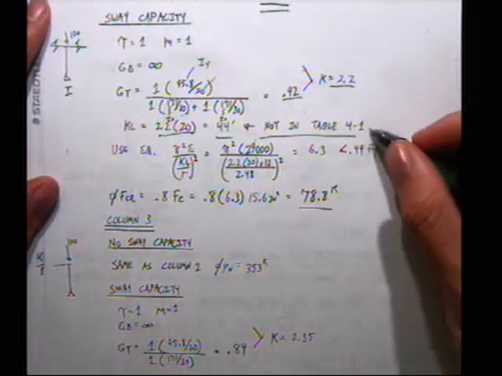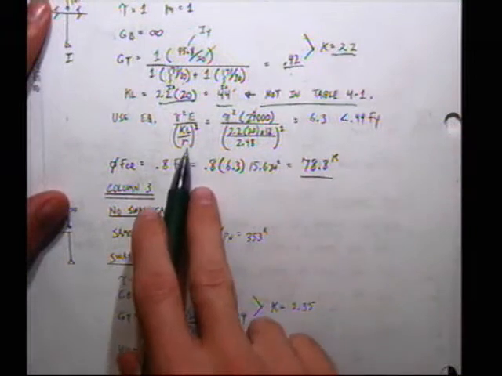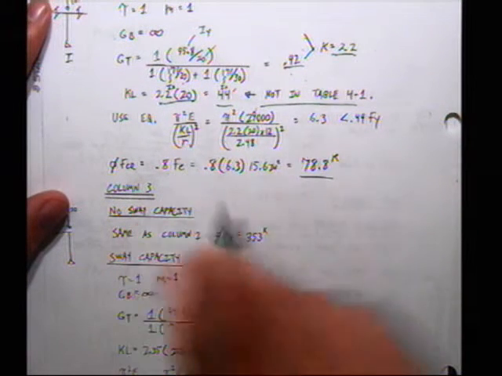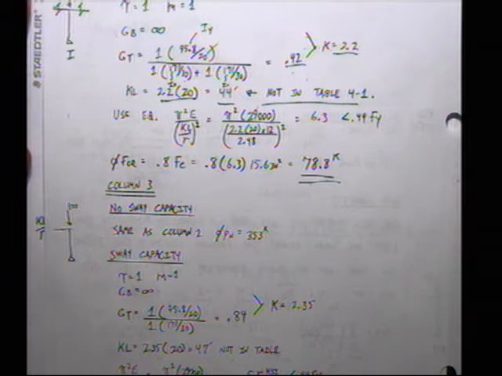What do I do? Use the equation. So I use pi squared E over (KL over R) squared, and so on. Get my capacity, 78.8 kips.